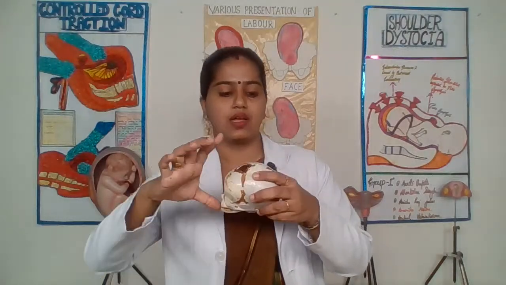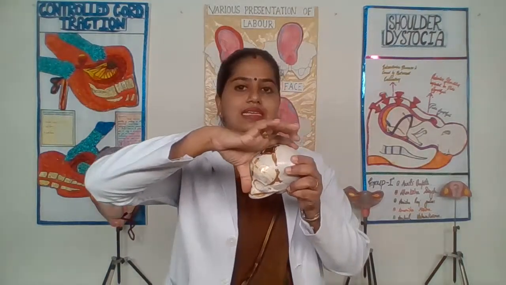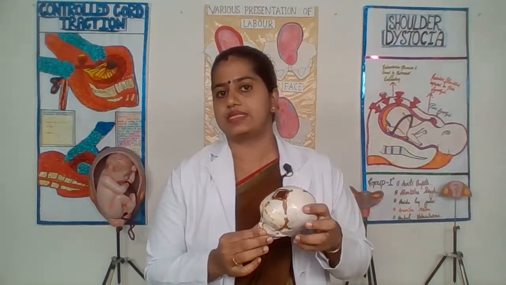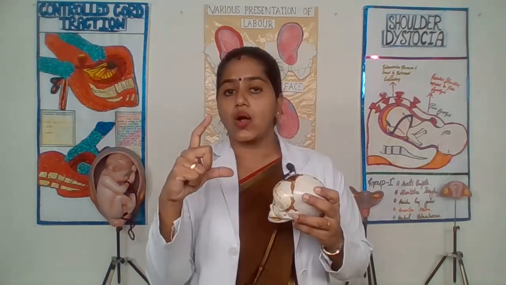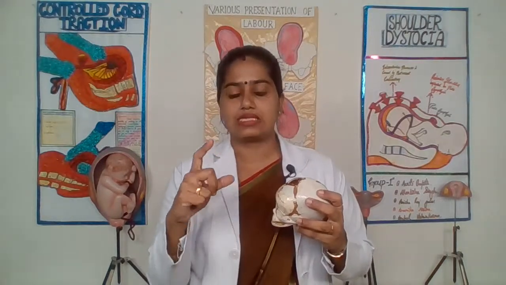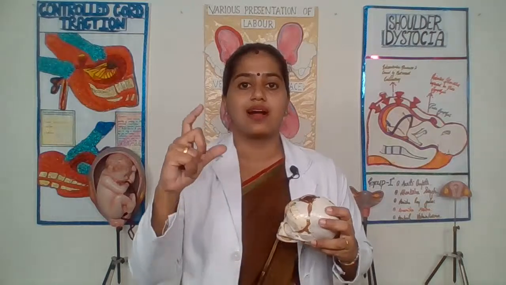So this is the chin, and that is the highest point of the vertex, that is mento-vertex, which is 13.5 centimeters. So this 13.5 centimeter is the longest diameter of the fetal skull. That is an MCQ question. So this diameter will come and lie in the pelvic inlet.